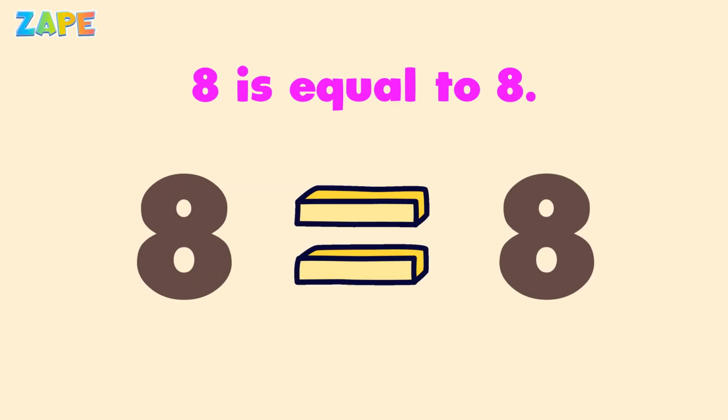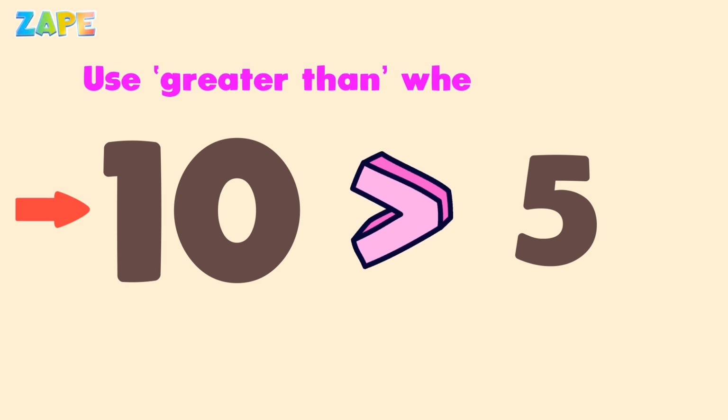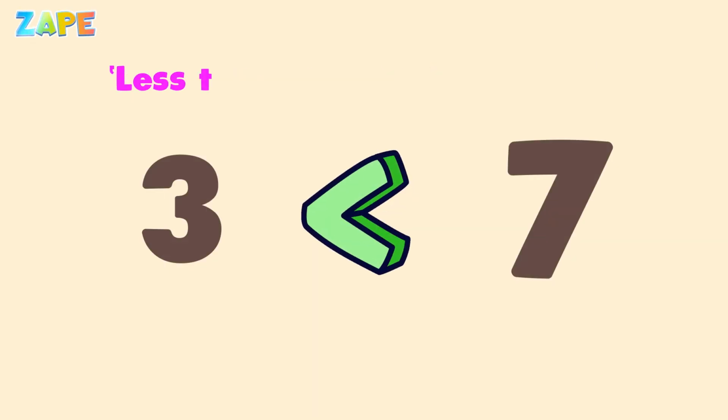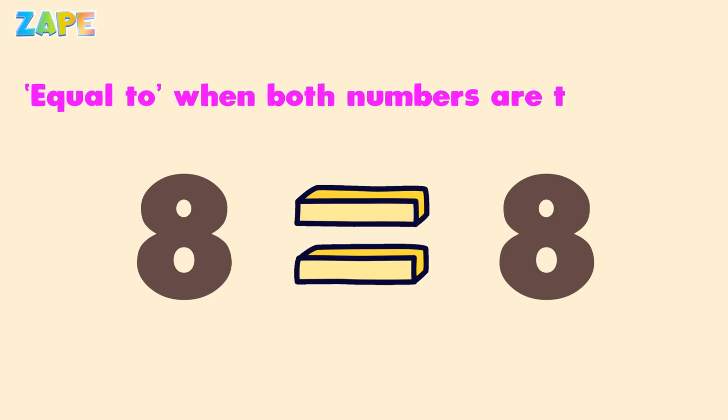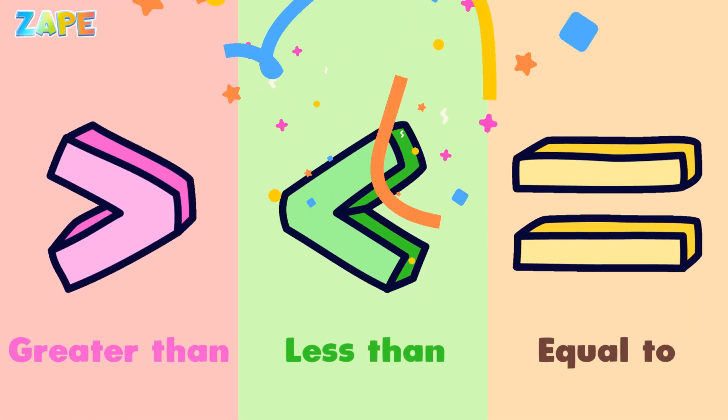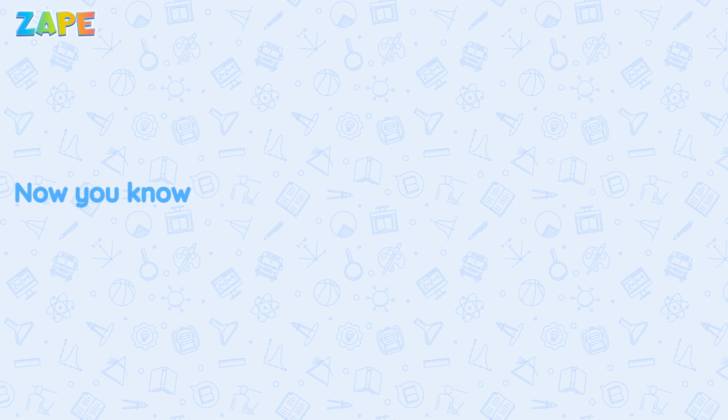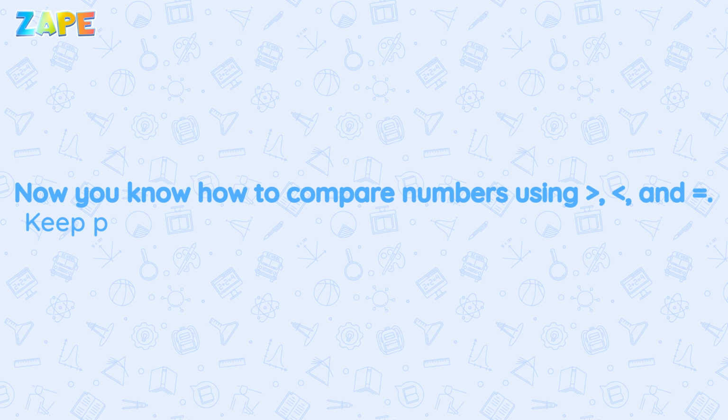Let's remember one more time. Use greater than when the first number is bigger, less than when it is smaller, and equal to when both numbers are the same. Great job, number explorers. Now you know how to compare numbers using greater than, less than, and equals to. Keep practicing with toys, fingers, or your number book.